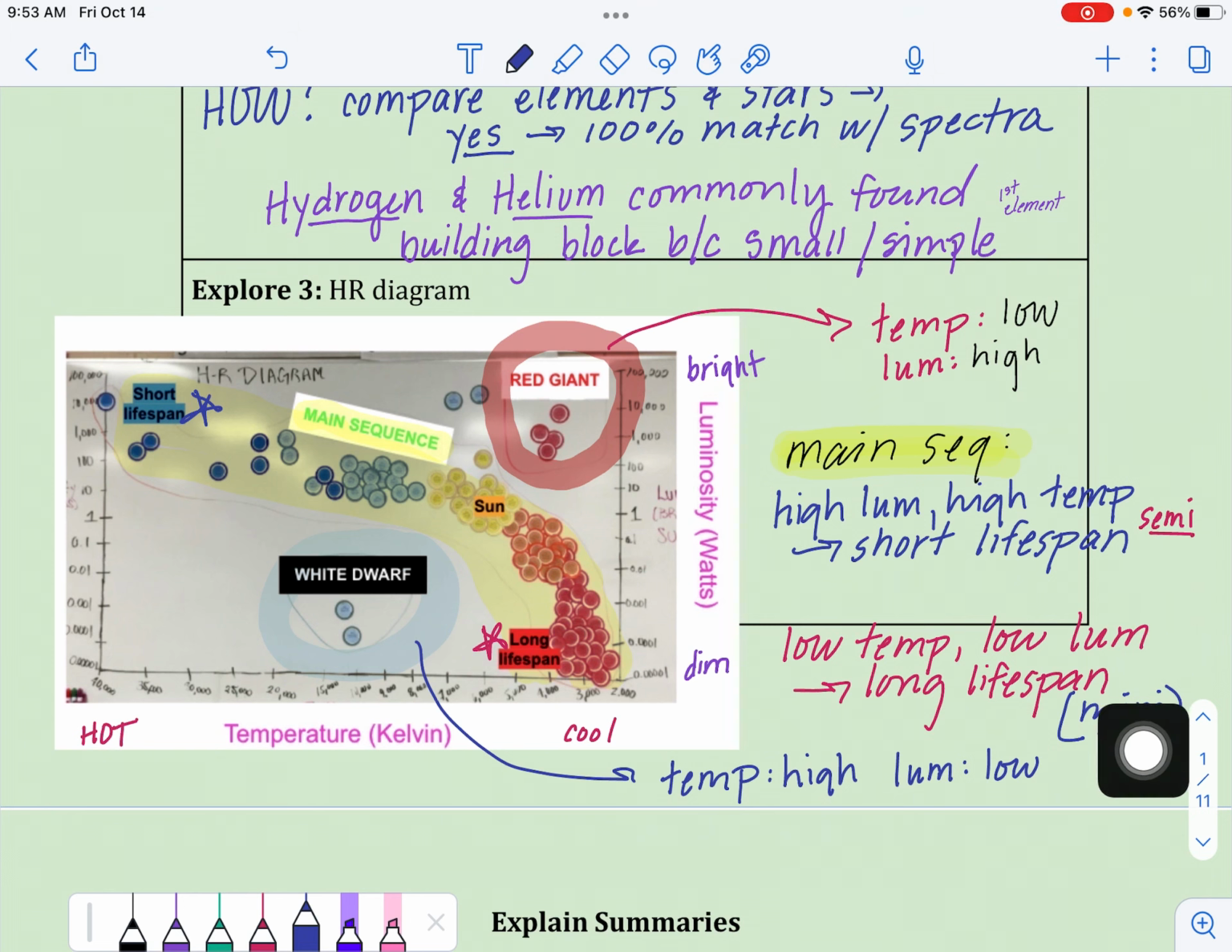So the comparison with the vehicles, semi-truck versus Mini Cooper, that makes my connection to what type of lifespan I'm looking at. So these three stages, white dwarf, main sequence, and red giant, we're going to see those start to pop up in our discussion of star life cycle. And now we already have some background on what's going on with each of those stages and their characteristics.